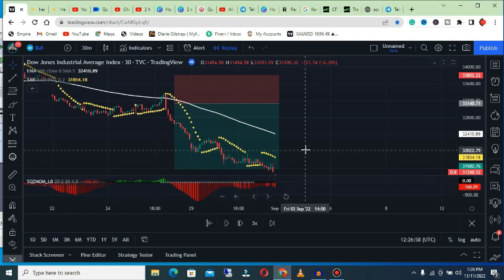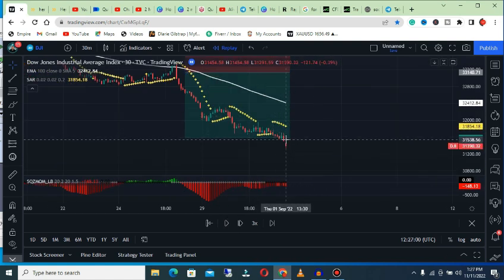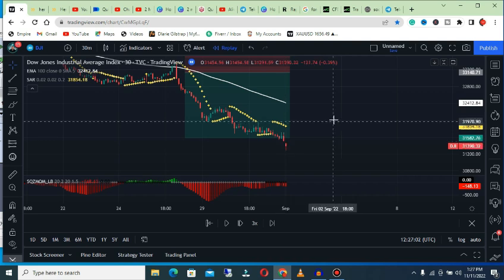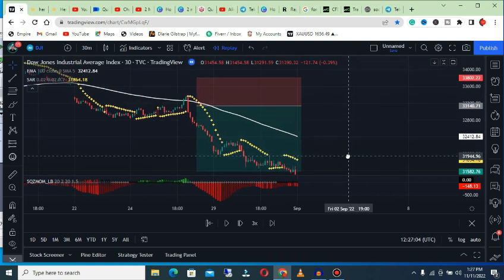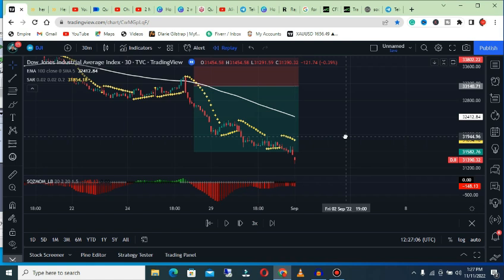Okay, over here guys, we actually hit our take profit. As you can see over here, we hit our take profit on the last candle here. All right, so this is actually a very great one here. As you can see, this is a very perfect one.